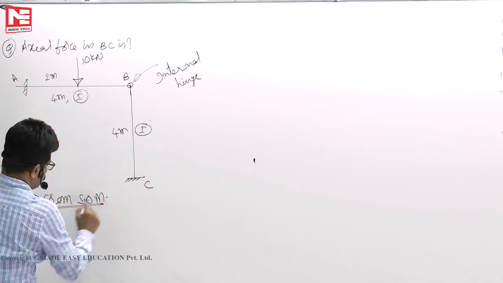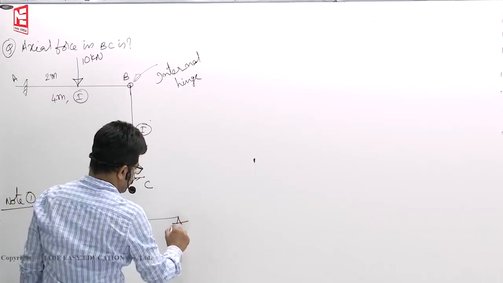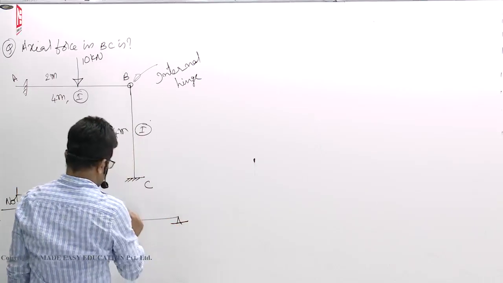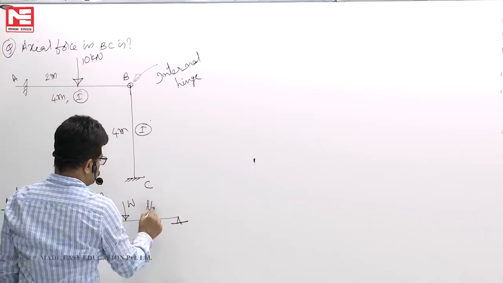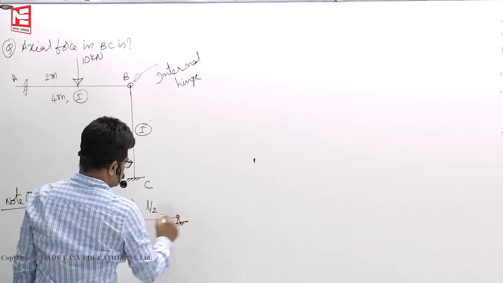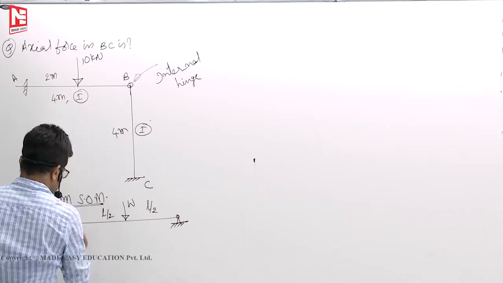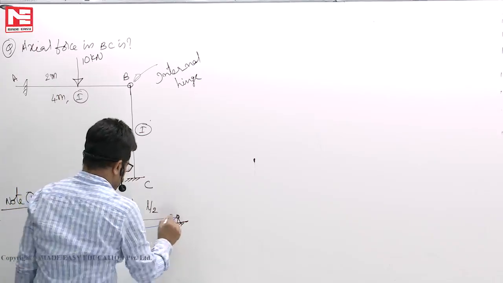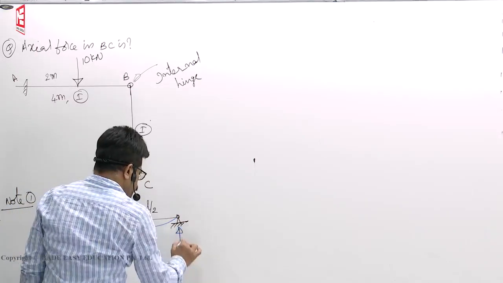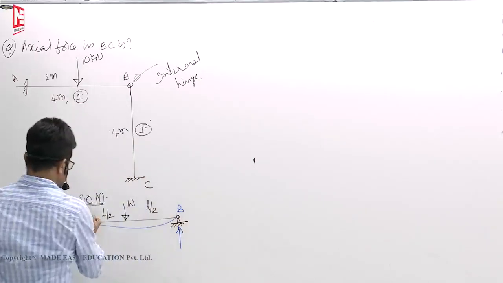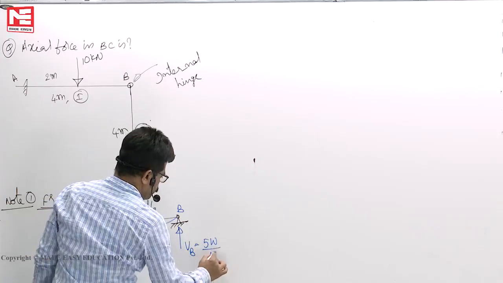Assume that in a propped cantilever beam, if you have a hinge support subjected to some central point load W, L by 2, L by 2. Same thing we get in the plastic analysis also. This is the deflection profile. For this profile, you have studied this point B, say this is A. What is VB? 5W by 16.